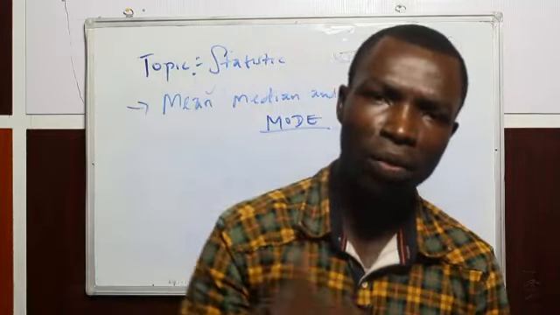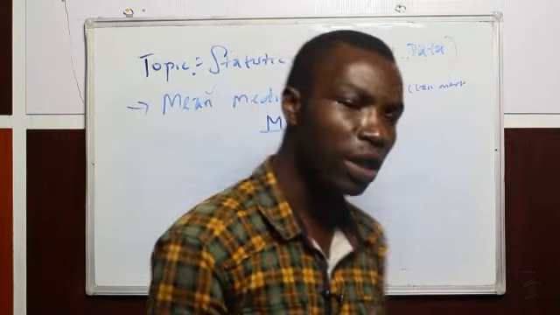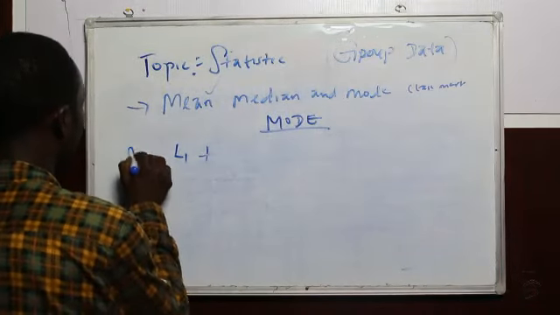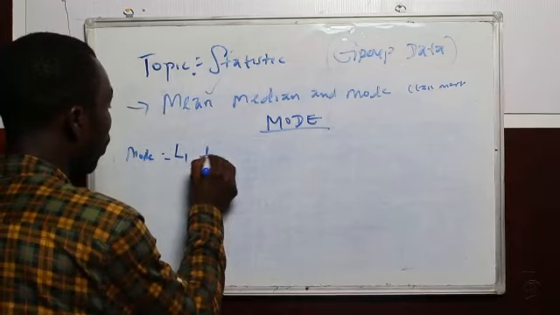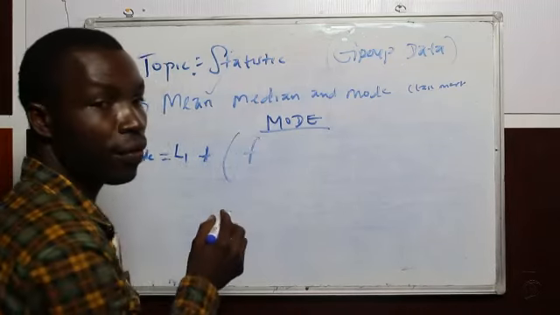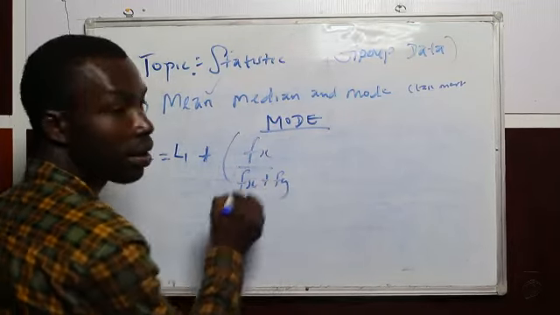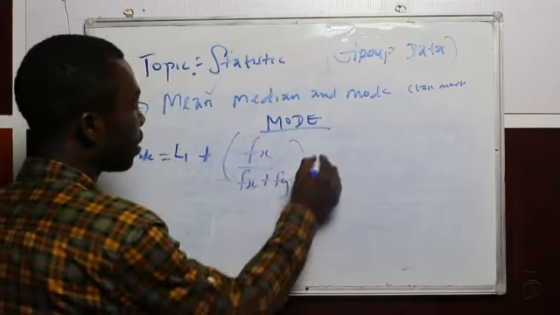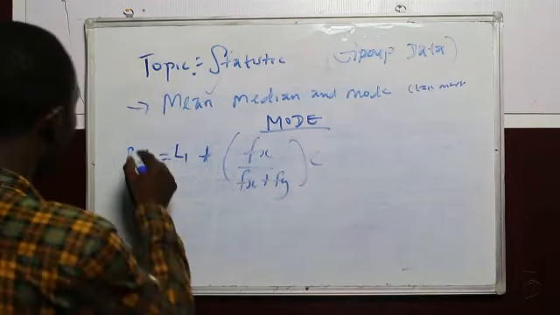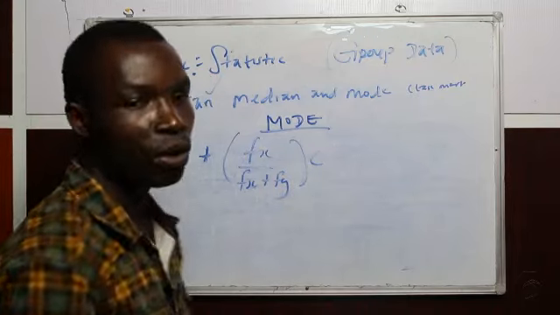There is a formula for us to calculate mode in group data, and the formula is this. I want us to use this formula. Mode is calculated to be L1 plus bracket Fx over Fx plus Fy, all bracket into C. Now, all these things have meaning. What is L1? What is Fx? What is Fy? What is C?